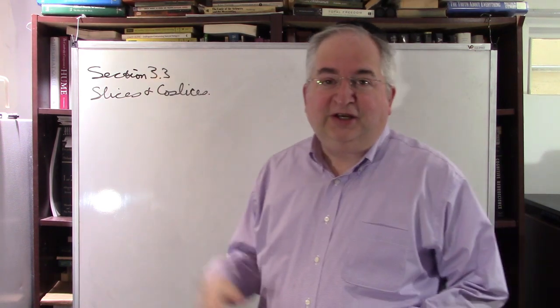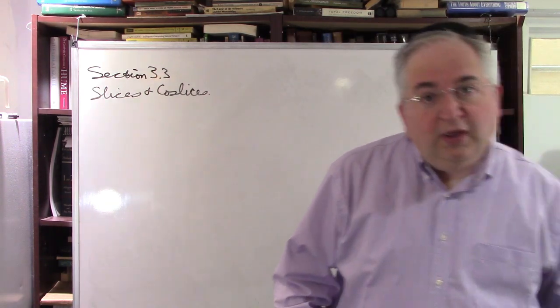The slices you'll see, coslices is, as we said before, we have to deal with duality when we switch around the arrows. This is by far the shortest section in the book. It's a page and a half in the book, but it's needed and it's used, etc.